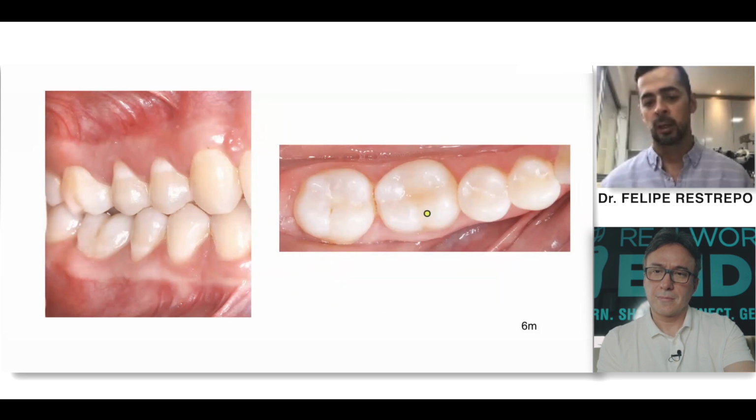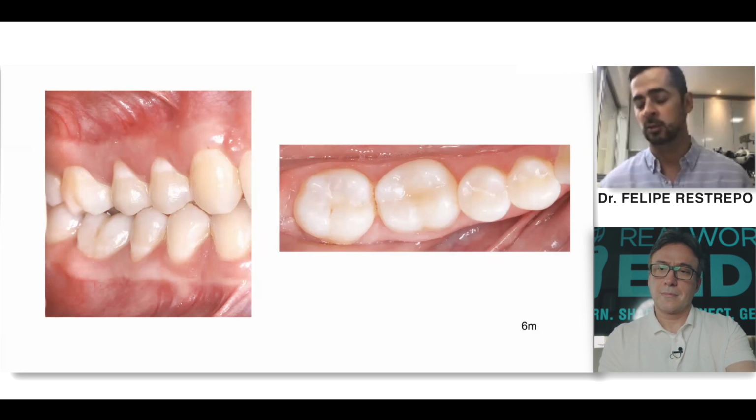So as opposed to the previous case, where we had to do a restoration, in this case we didn't have to do anything. It's just a small class 1 access that was filled with composite, and the patient is very young and is absolutely happy with this result.